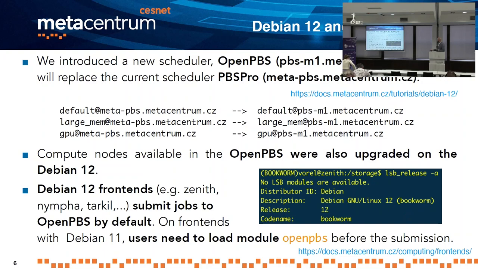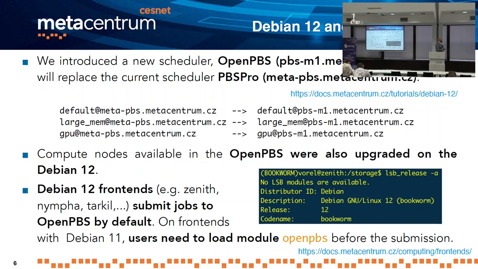You can find the list of those front ends mentioned here. What is very important to say is that the front ends with Debian 12 by default submit the jobs to the new scheduler, OpenPBS. But if you are using, for example, the very popular front end Skirit, which is still running on Debian 11, this front end submits jobs to the old scheduler, PBS Pro.